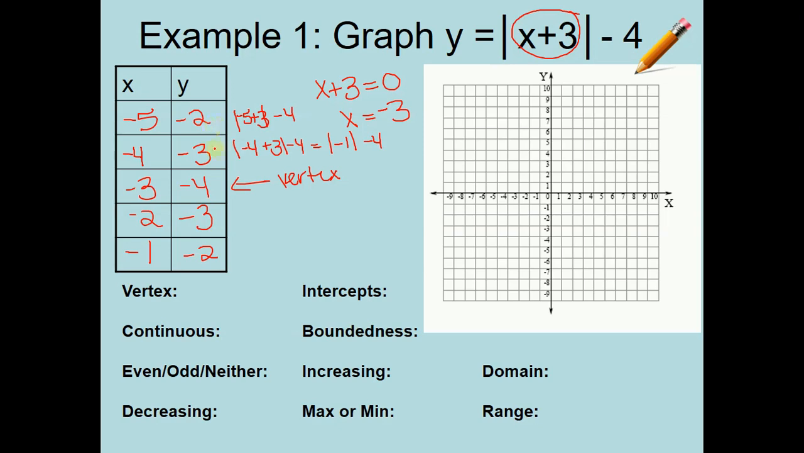This will be negative 2. Notice, guys, this should always kind of wrap around, like a parabola when you graphed quadratics in Algebra 1. This should happen as well. It should always kind of overlap. You found your vertex was at negative 3, negative 4. So we can graph that here. Negative 3, negative 4. Negative 4, negative 3. Negative 2, negative 3. Negative 5, negative 2.